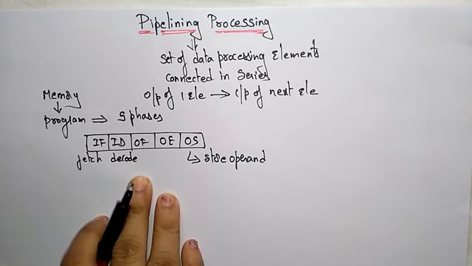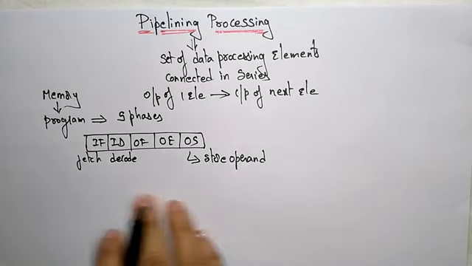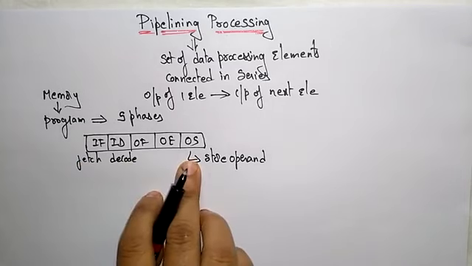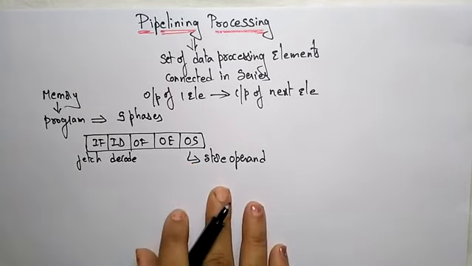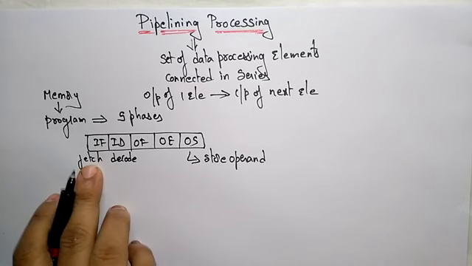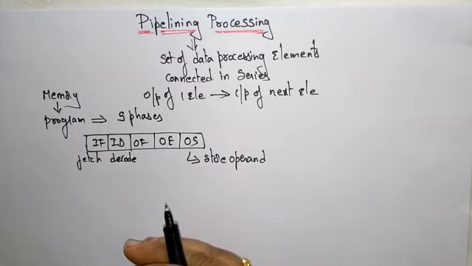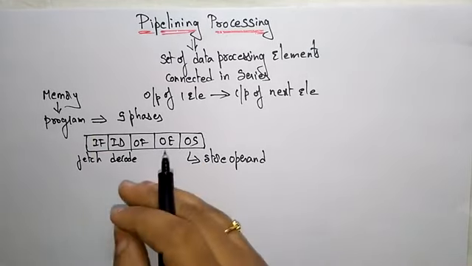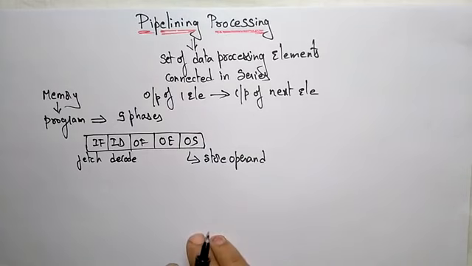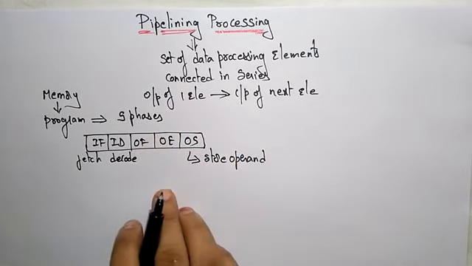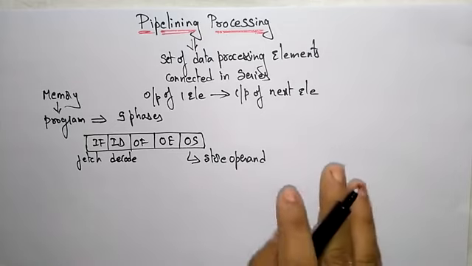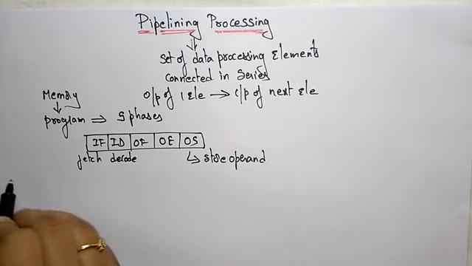Now coming to pipelining. How is an instruction executed in the form of pipelining? In a program there are so many instructions. One by one the instructions are executed in the processor, and each instruction will be executed in the form of pipelining. Before that, let us see the difference between pipelining and non-pipelining.